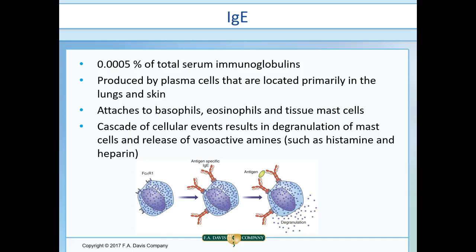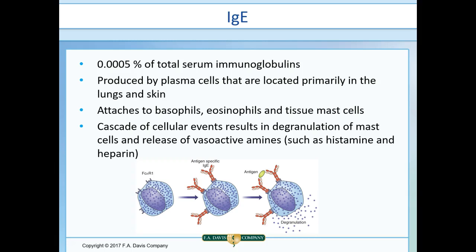The last one is IgE. This one is very, very scarce, but quite powerful actually. It's 0.0005% of the total serum immunoglobulins. It's produced by plasma cells that are located primarily in the lungs and the skin, and attaches to basophils, eosinophils, and tissue mast cells. There is a cascade of events that results in the degranulation of mast cells that release things like histamine and heparin.